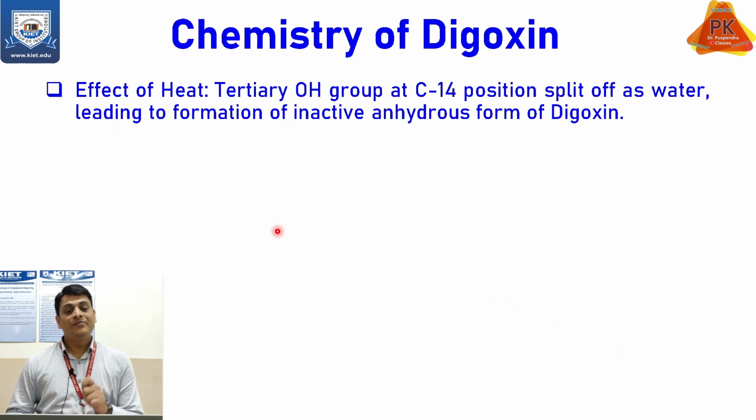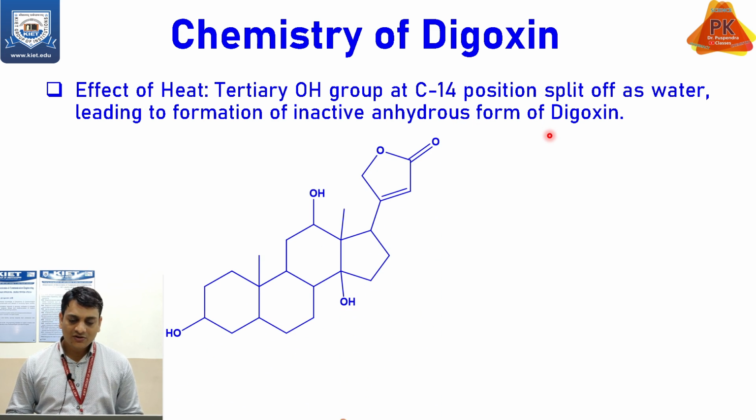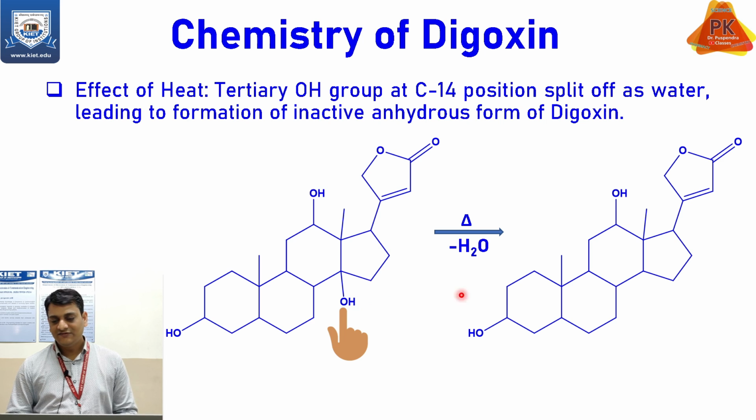So here effect of heat. If we heat the digoxin, then the tertiary OH group present at the C14 position is split off as water, leading to the formation of the inactive anhydrous form of digoxin. So here this is the structure of digoxin, and if we heat this digoxin, one H2O will be removed from it, because this OH group will be removed, and ultimately it will be converted into the form of this one.